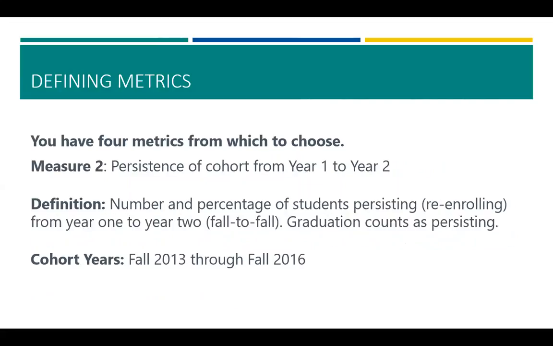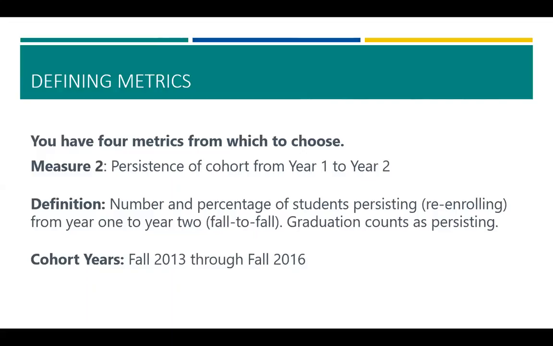The next metric that you can choose is persistence of your cohort from year 1 to year 2. So that's fall to fall. That is the number and percentage of students persisting or re-enrolling in your institution between year 1 and year 2. This would be more of the case if you're not selecting the FTEIC option, unless you have students who are taking a whole lot of classes in 1 year. If they graduate, that would still count as persisting, because we wouldn't count it against you that they graduated very quickly.